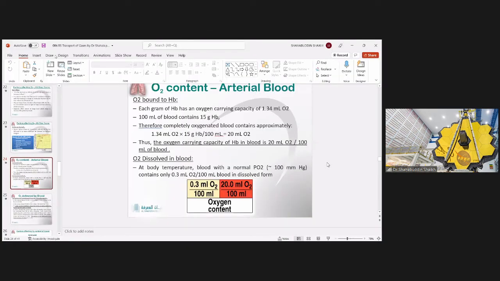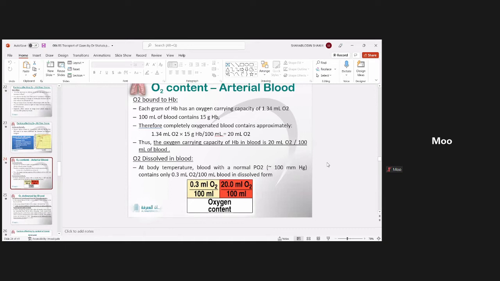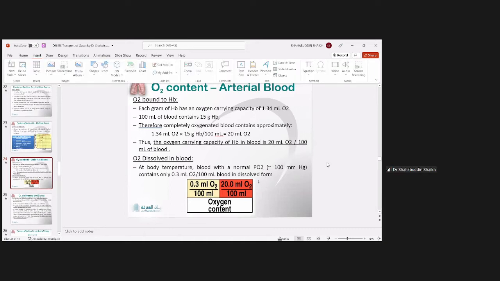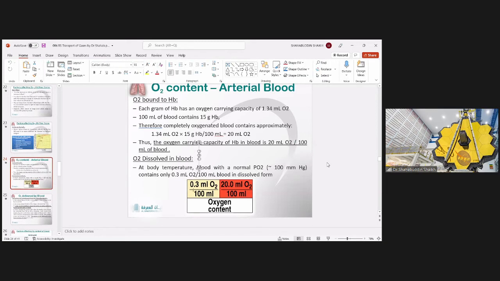20 ml per 100 ml of blood. Down here, what happened? Total O2 carrying capacity of blood is 20 ml per 100 ml of blood.